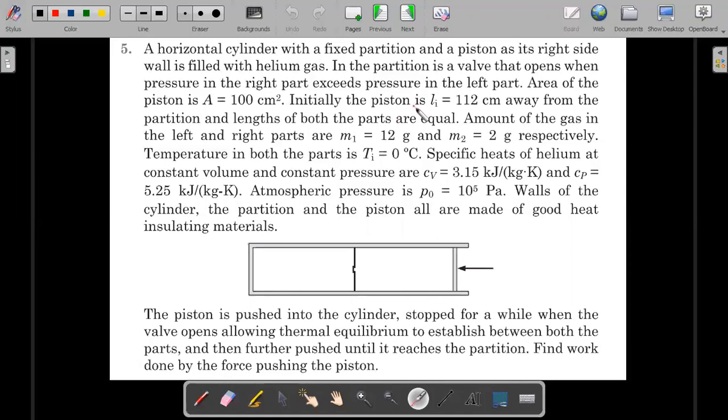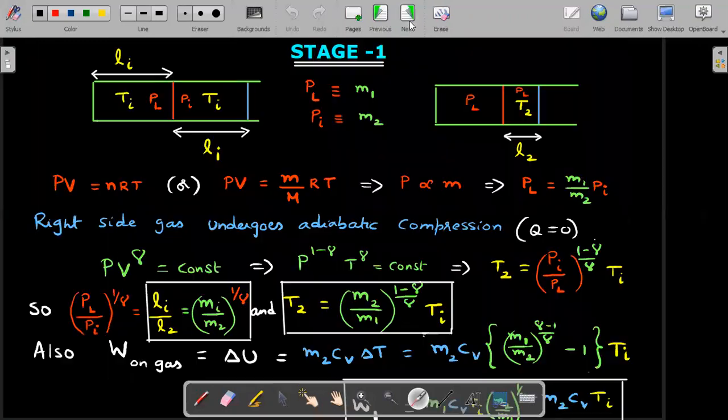So you want to give it a try, have a pause, and then move ahead with the solution that I am going to provide once you've made a fair try of the question. So let's move ahead. As I said, there are 3 stages. Let's move on to stage 1.